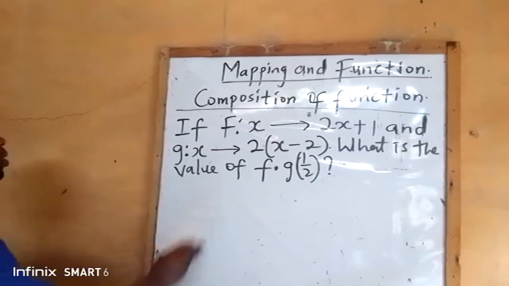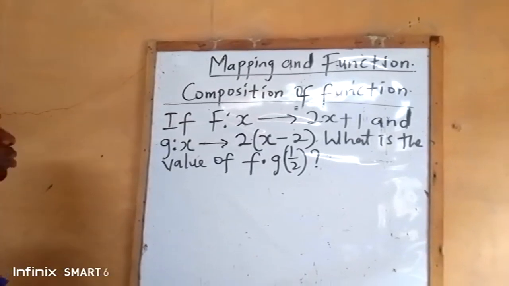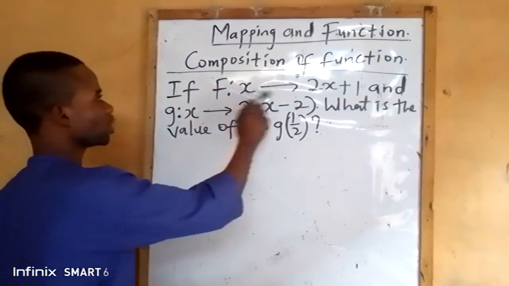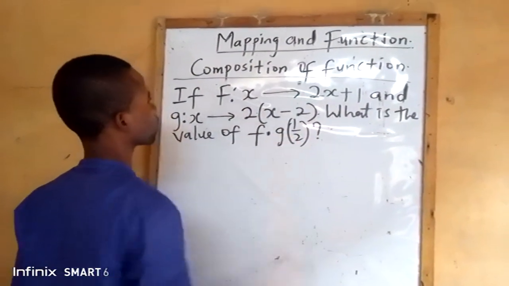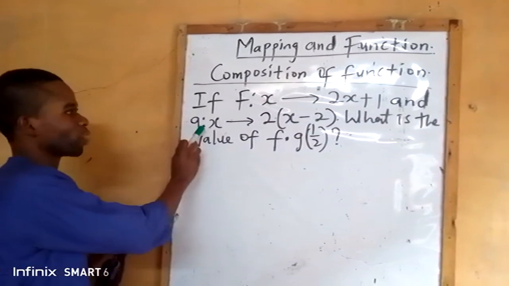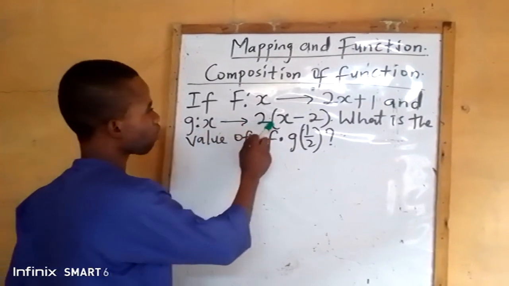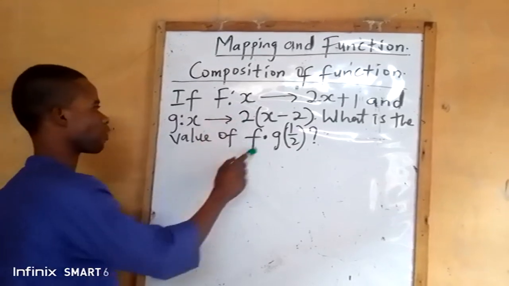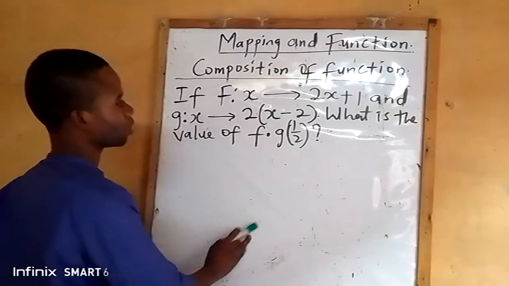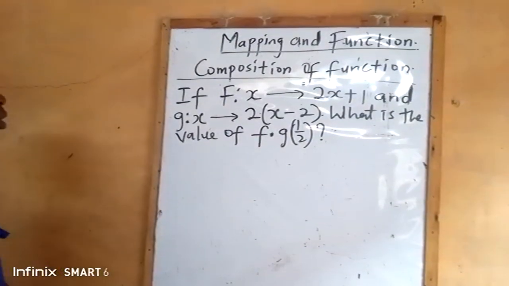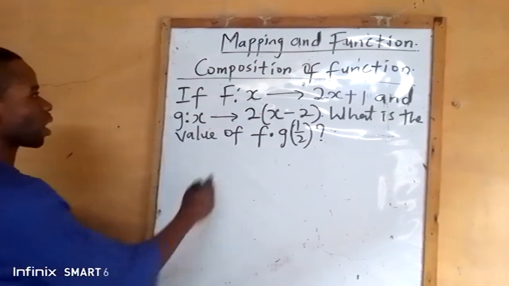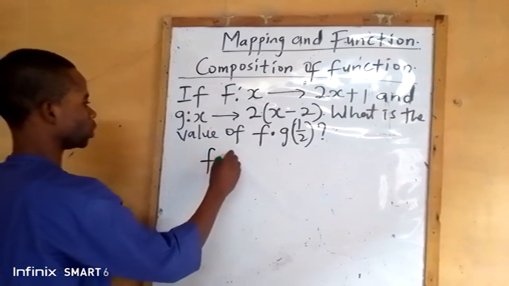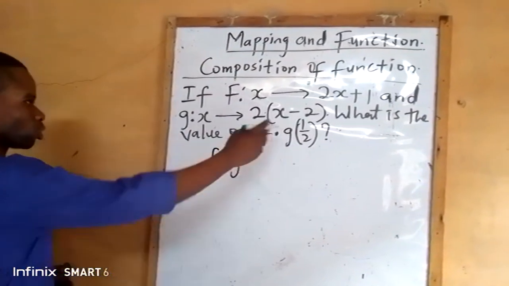When we look at this on the board, that's our example 2. If f of x is 2x plus 1 and g of x is 2 open bracket x minus 2 close bracket, what is the value of f of g of 1 over 2? Now, what they ask us to do is to find this f of g. Later I will substitute this 1 over 2.